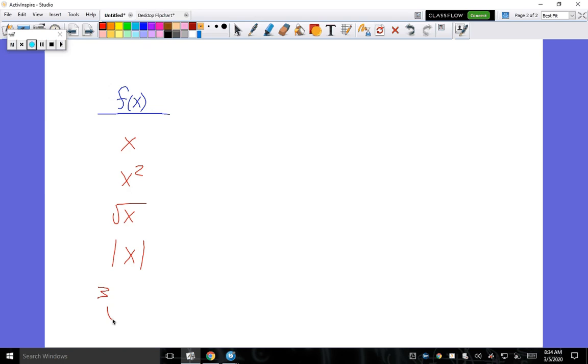The cubed root of x. You with me? We've learned x cubed. Well, today we're going to learn the exponential function. Okay? And if I told you which one of these grows the fastest, which one would you say? Which one grows the fastest? X squared.